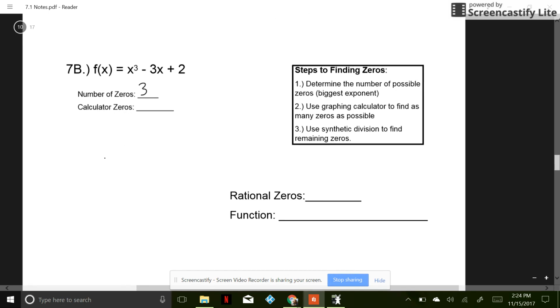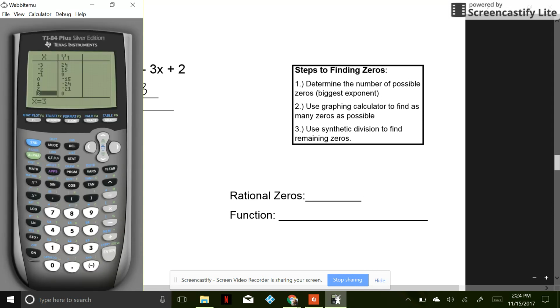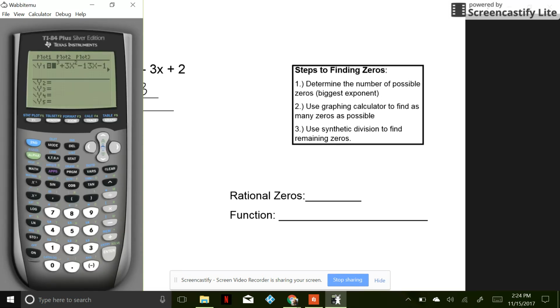Possible number of zeros, 3 possible zeros. Let's pull it up. So our function here is x cubed minus 3x plus 2. Graph it. Well, we can only see 2 zeros here on our function.